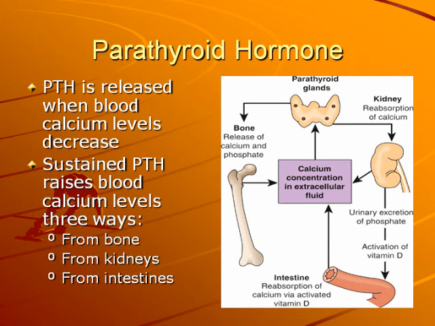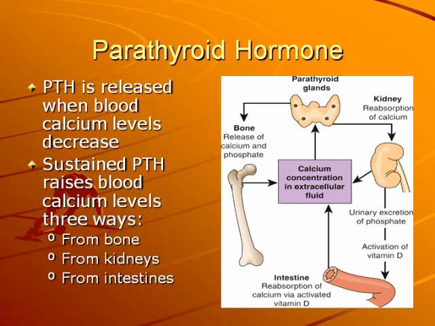And this is actually released by the parathyroid glands when your calcium level becomes too low in the bloodstream. So, if my calcium level is low in my bloodstream, my parathyroid glands are going to secrete parathyroid hormone, which is going to raise my blood calcium level in 3 different ways. First of all, it's going to cause a release of calcium and phosphate from the bone. Second, it causes my kidneys to reabsorb calcium.